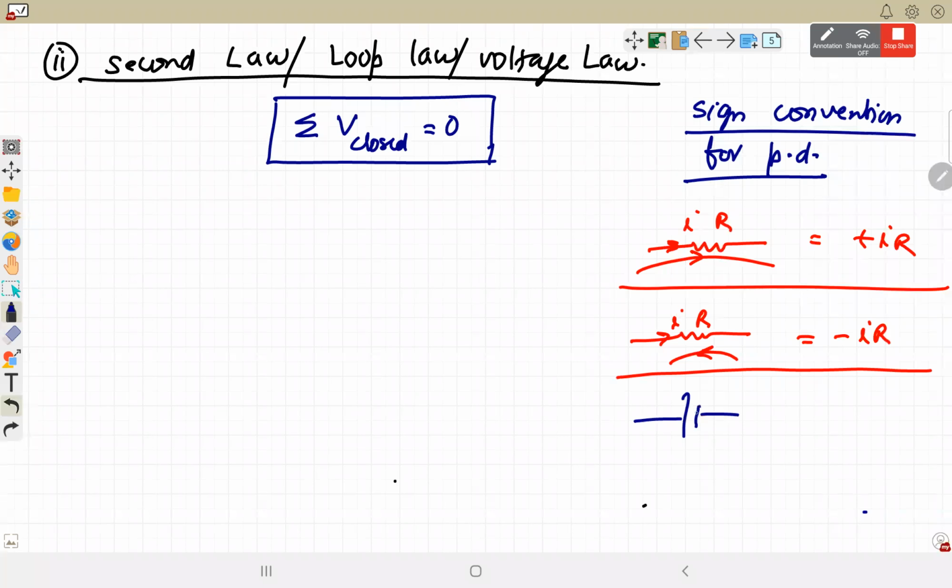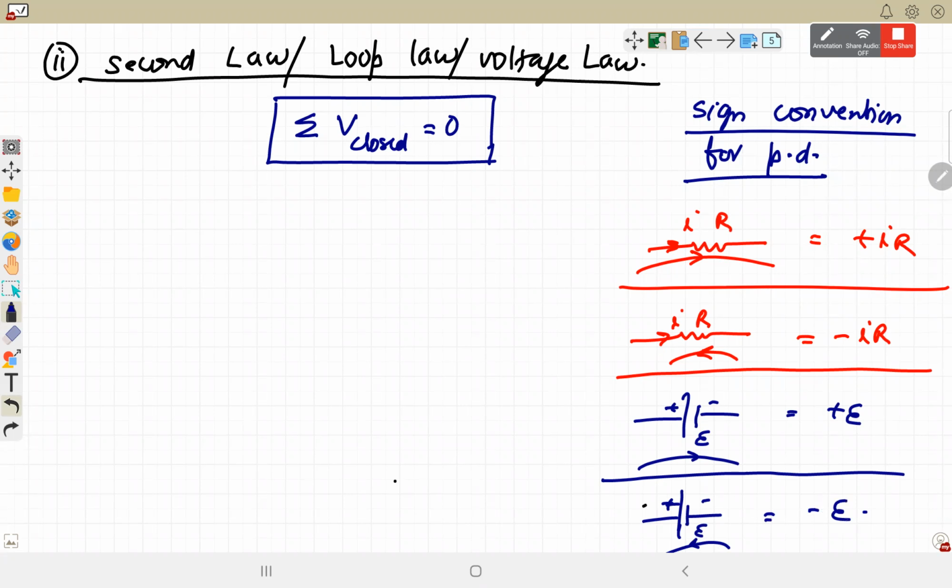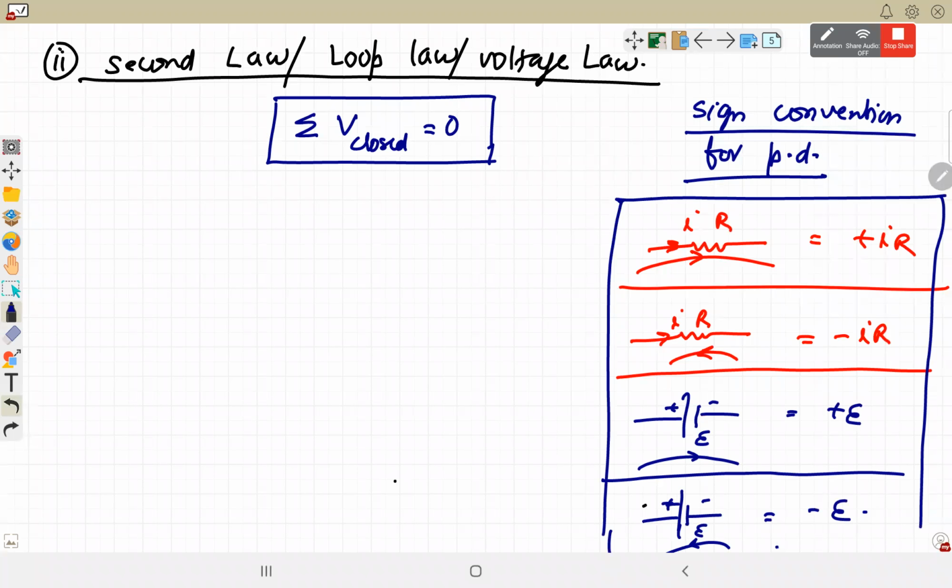In the direction of the terminal of a battery, it will be positive plus E. और जब हम बैटरी के अपोजिट क्रॉस करते हैं, then it is negative. So बैटरी का पोटेंशियल, बैटरी के लिए साइन कन्वेंशन सेम है. In the direction of current, the resistance potential difference will be taken positive. Opposite to the direction of current, potential difference will be taken negative. In any battery or cell, from higher potential to lower potential, positive terminal to negative terminal, it will be positive, and opposite will be negative. So by using this second law, we can write.